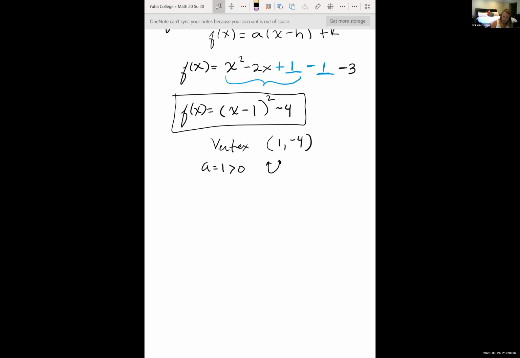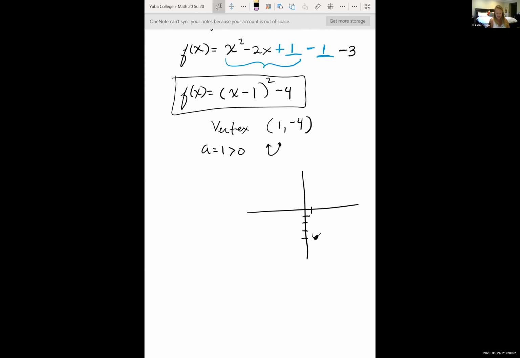So let's just plot that real quick. We have 1, -4. Let's go over 1 to the right and down 4. And we know A is positive, so it's going upwards. And so we know that it must have an X-intercept. In this case, multiple, 2 X-intercepts. So let's find the intercepts, if they exist.